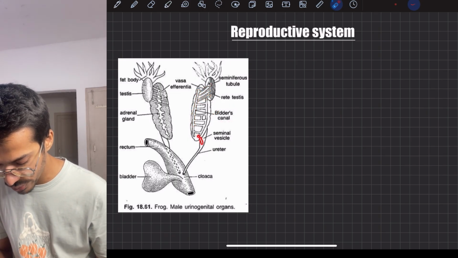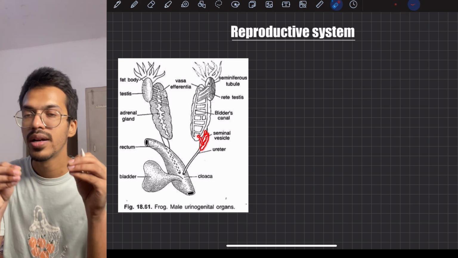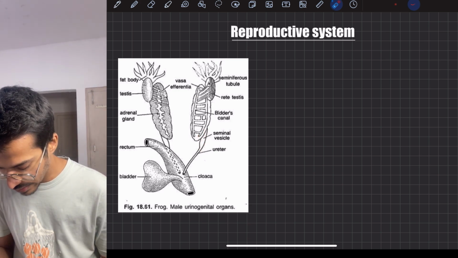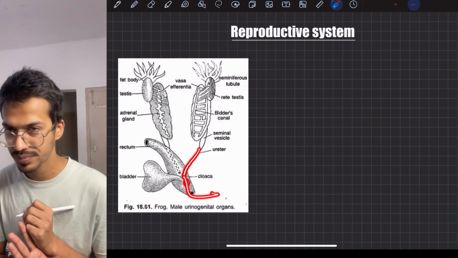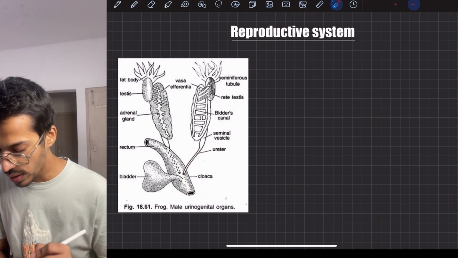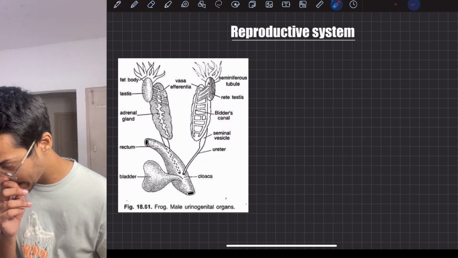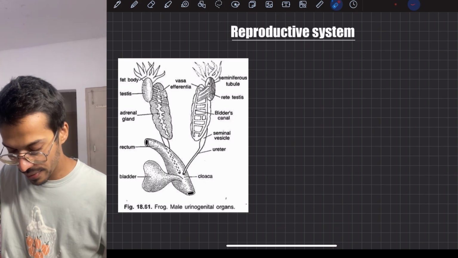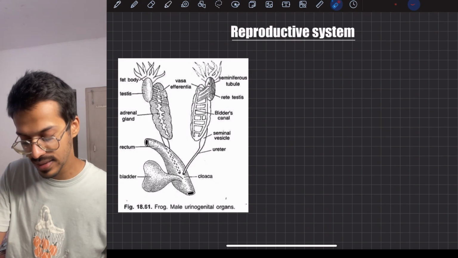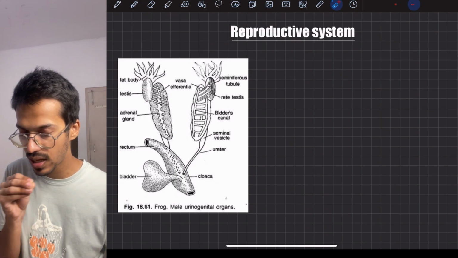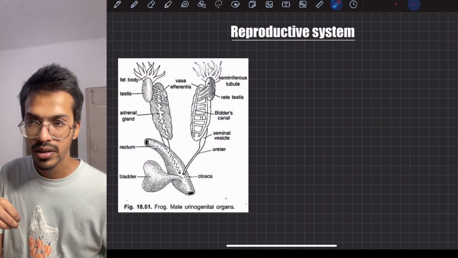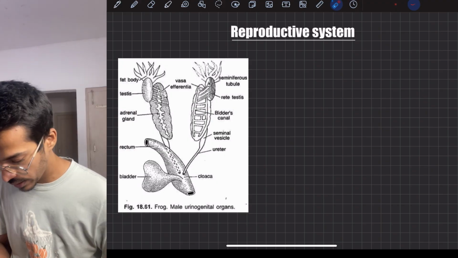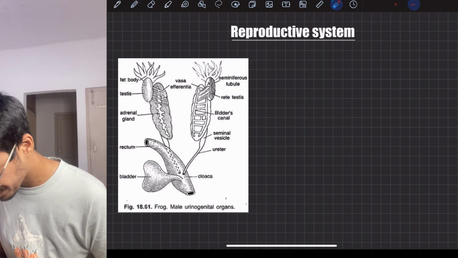And from there arises the seminal vesicle, which adds certain more enzymes into it, and it connects to the ureter and goes into the cloaca, and from the cloaca it is released out. Understood? So what is the pathway of the sperm in their case? They have seminiferous tubules, rete testis, vasa efferentia, Bidder's canals, ureter, cloaca, and cloacal aperture. Okay, so this thing we have to remember.